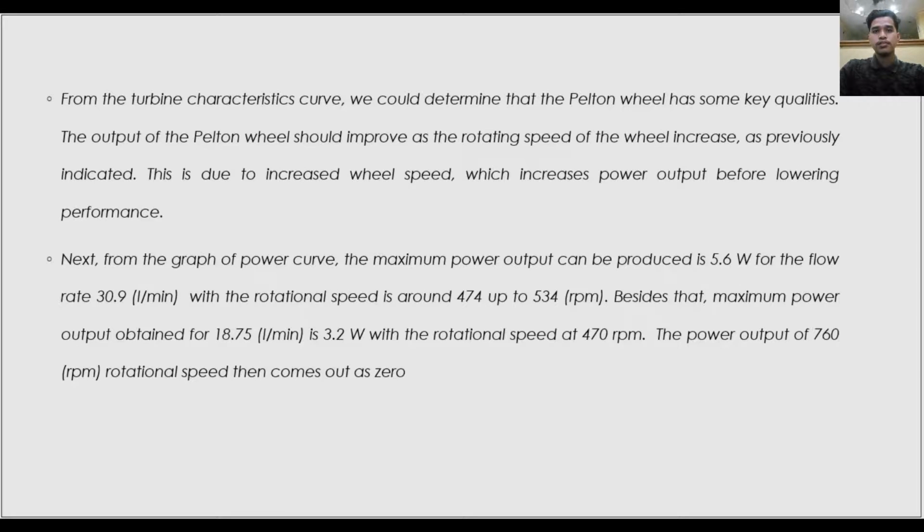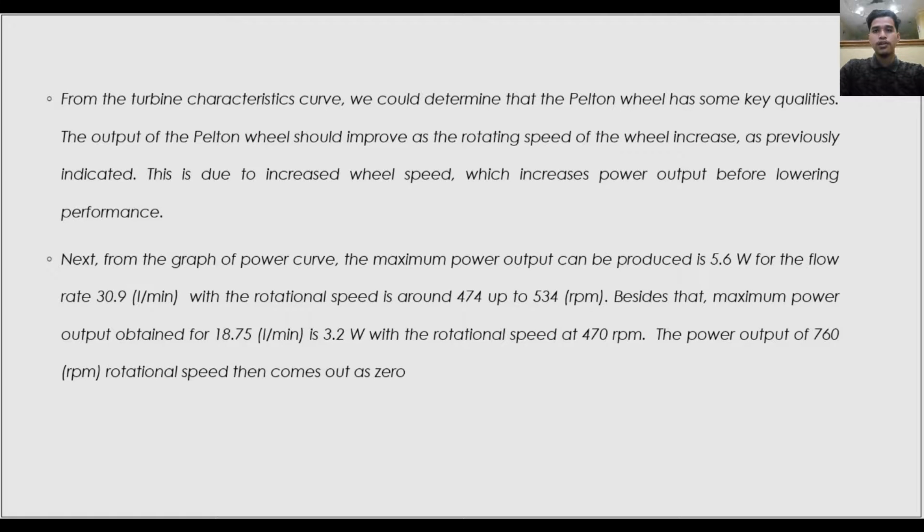For the graph of rotation speed against efficiency, the efficiency of the Pelton wheel will decrease as the rotation speed RPM of the wheel increases. The reduction in efficiency is due to the lower volume of water that can enter the buckets, since the absolute velocity of the bucket is greater than the absolute velocity of the water.